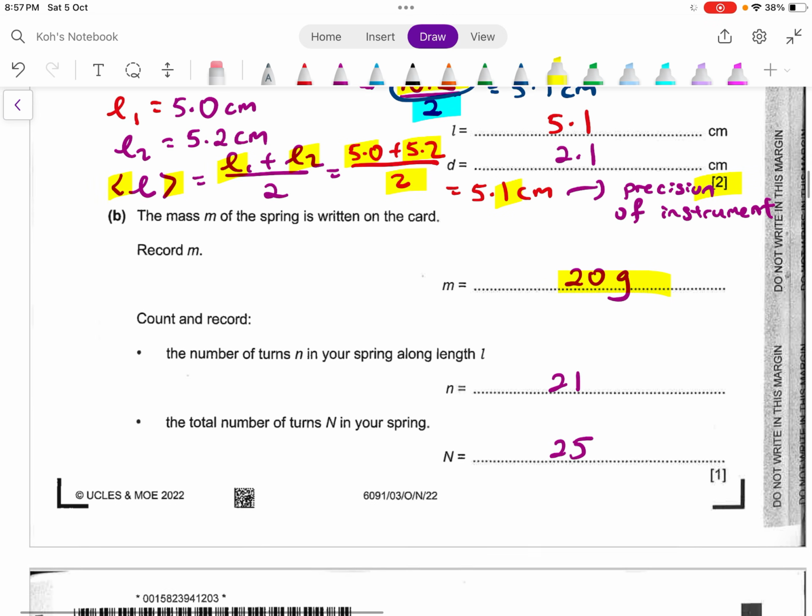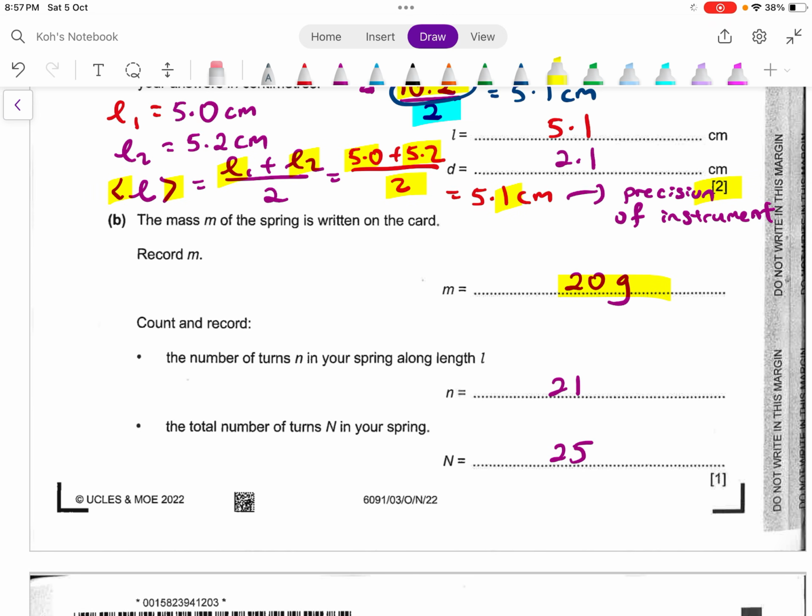Then we are asked to count the number of turns along length L. So for me, I just write 21. For the total number N of turns in your spring, you need to add 2 and 2 at the ends. So it's about 25.